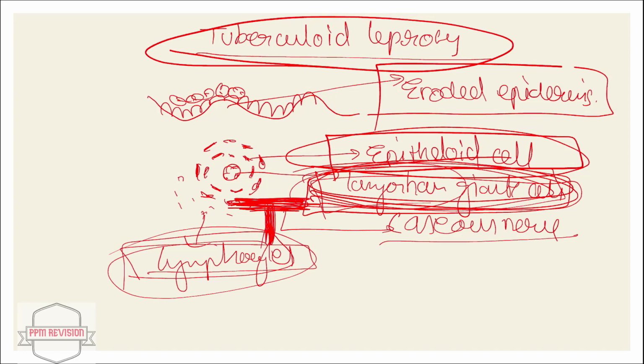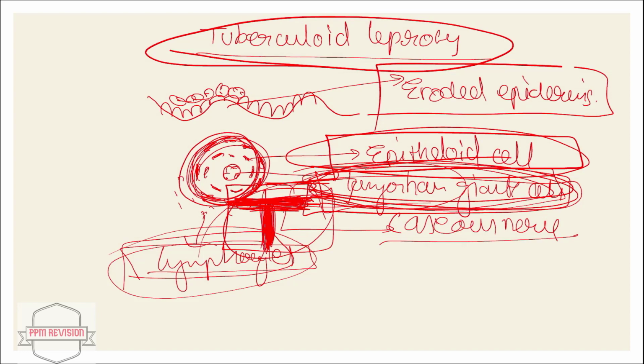So I'll just draw a T here so that it's easy to recollect. In case you see this, you can memorize there's a T, tuberculoid leprosy. So it's easier to memorize. So in case I say tuberculoid leprosy, your mind will go back to this T here. First you'll recollect the T and then you'll recollect the O on top.